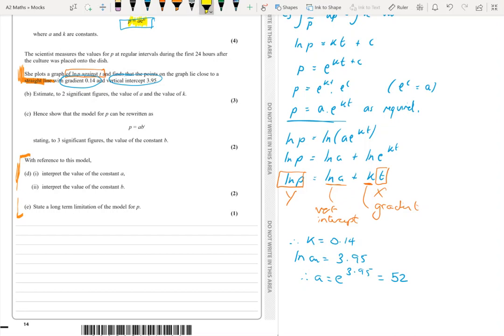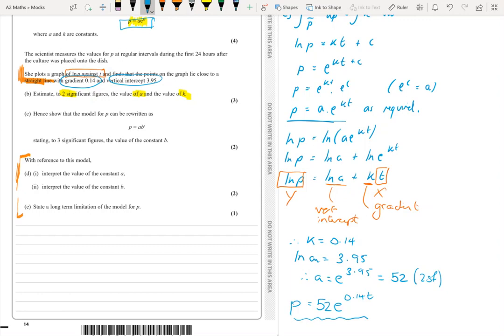And the question does say in part b, estimate, to two significant figures, a and k. And we've given k and a, both of them, to 2SF here. So that part of the question is done. We know some actual values, and it's probably worth summarising what they tell us about the model. So the model was P equals A e to the k t. So that's the model now with those values filled in.